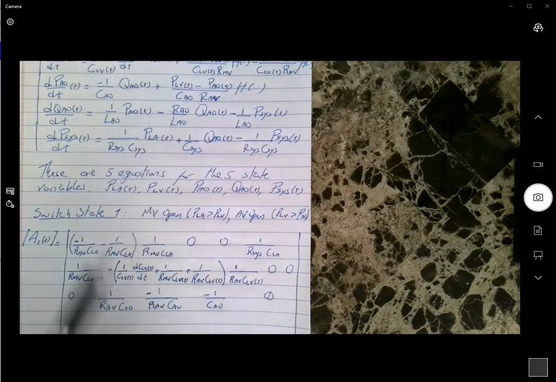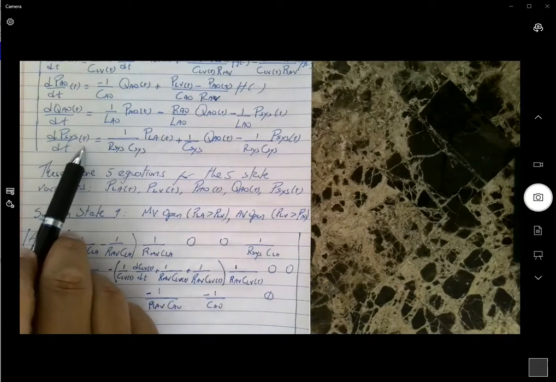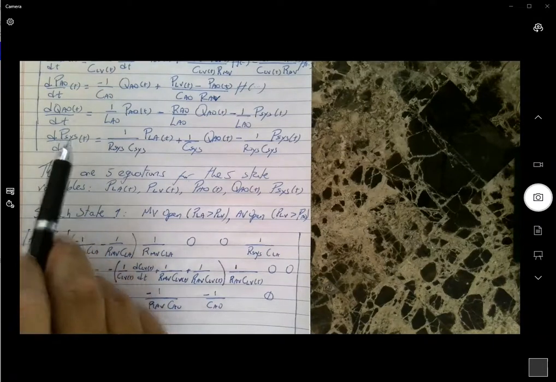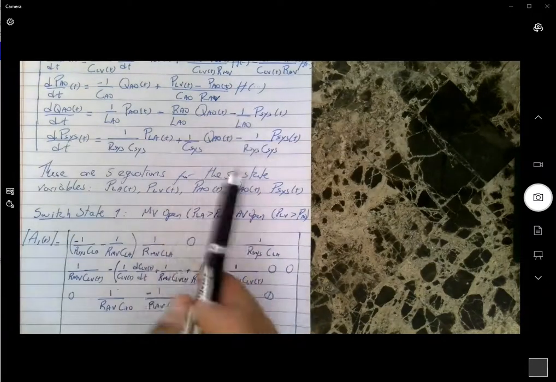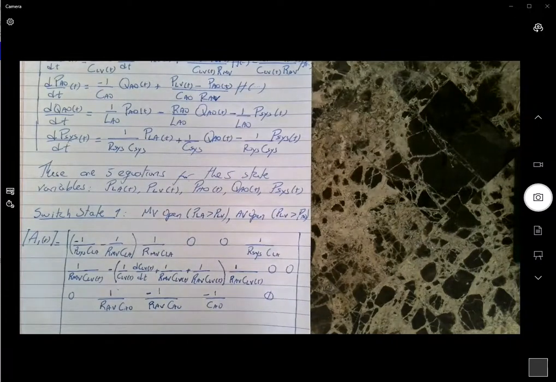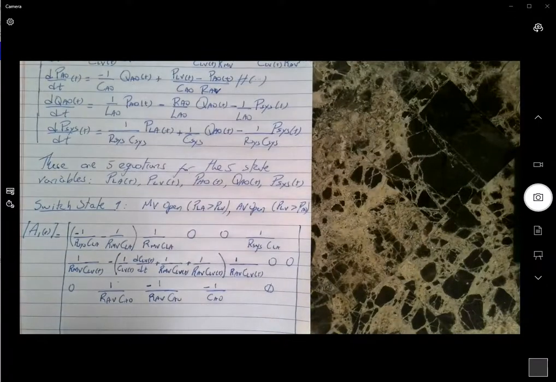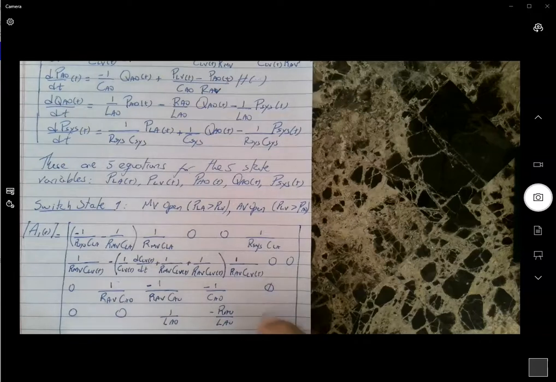Okay, now equations 4 and 5. Nothing changes in equations 4 and 5 depending on the switch states because there are no valves affecting equations 4 and 5. So these equations are straightforward and they simply become 0, 1 over LAO, minus RAO over LAO, minus 1 over LAO. That's equation number 4.